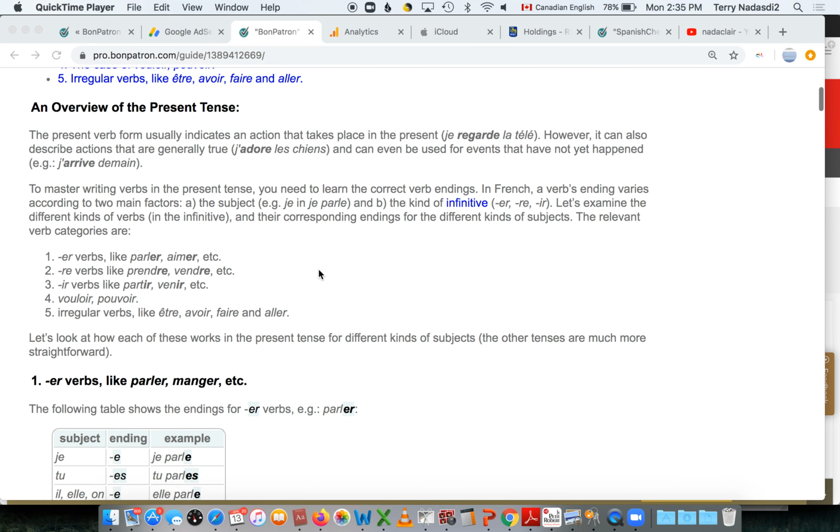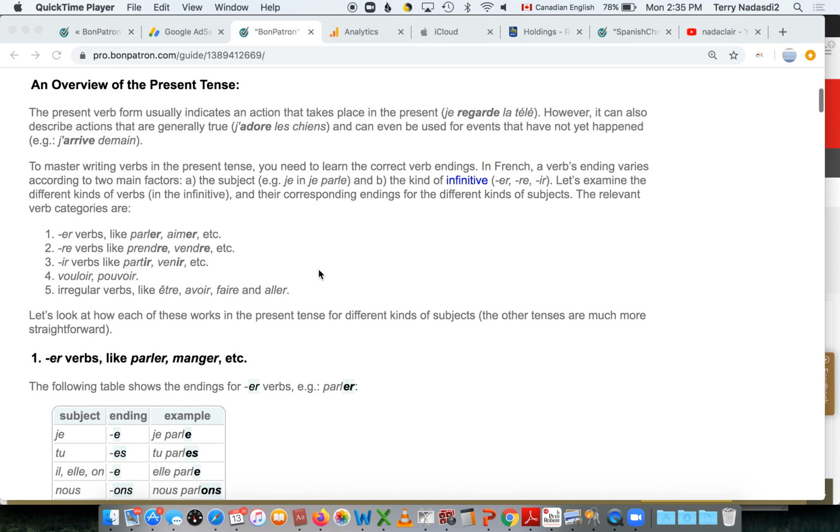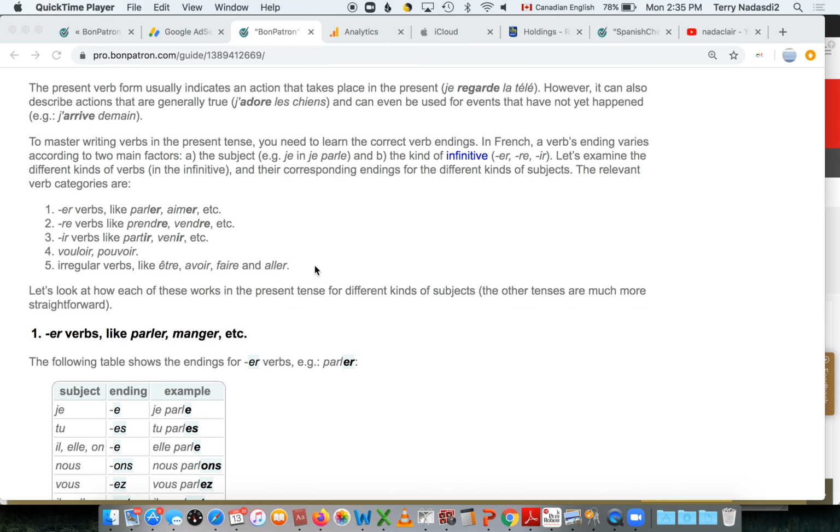Now, what about the different endings? Well, in order to know which ending a verb should have in the present tense, you need to know something about the kind of verb it is, the kind of infinitive. And there really are 5 different types we need to talk about: ER verbs, RE verbs, IR verbs, vouloir and pouvoir, and then the irregular verbs.